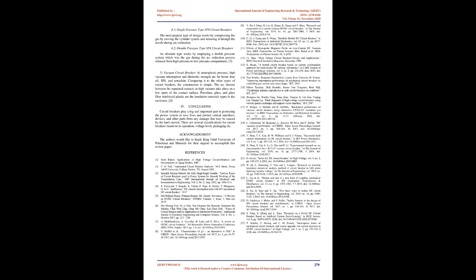5. Vacuum circuit breaker. At atmospheric pressure, high vacuum interruption and dielectric strength are far better than oil, SF6, and porcelain. Compared to the other types of circuit breakers, the construction is simple. The arc drawn between the separated contacts in high vacuum takes place on a few spots of the contact surface. Porcelain, glass, and glass fiber reinforced plastic are the insulation material types in the enclosure.